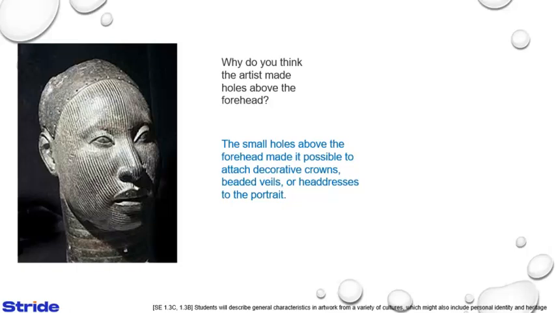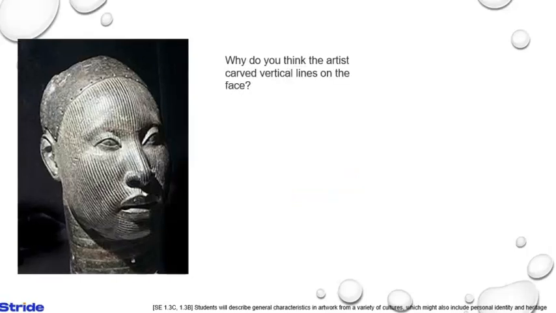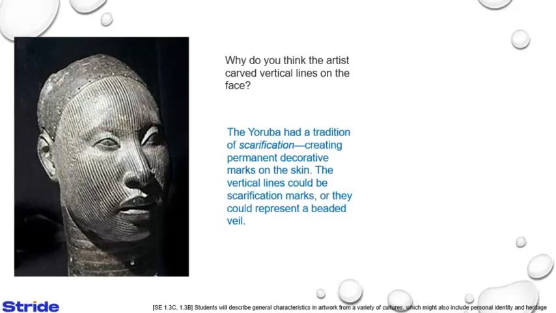These look fancy. Why do you think the artist carved vertical lines on the face? The Yoruba had a tradition of scarification, creating permanent decorative marks on the skin. The vertical lines could be scarification marks, or they could represent a beaded veil, like we talked about just a minute ago, that they attached up here with the holes.